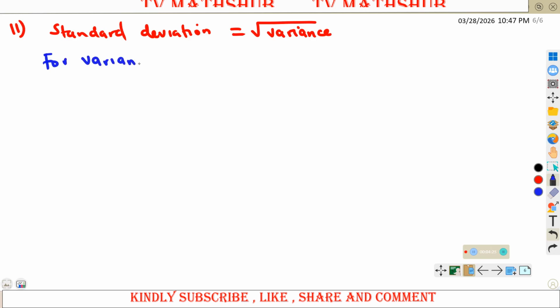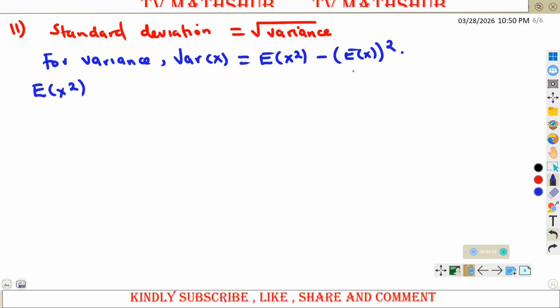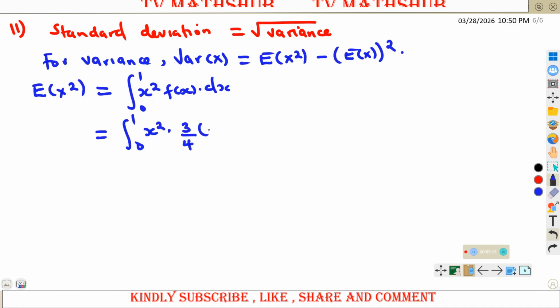For variance, Var(X) is the same as the expectation of X squared minus the expectation of X, the whole of this squared. Let us first get the expectation of X squared, since we already have the expectation of X. The expectation of X squared, as we have already seen, is integrating x squared times f(x) dx, with limits from 0 to 1. So this is the integral from 0 to 1 of x squared times f(x), which we have as 3 over 4 times (1 plus x squared), dx.